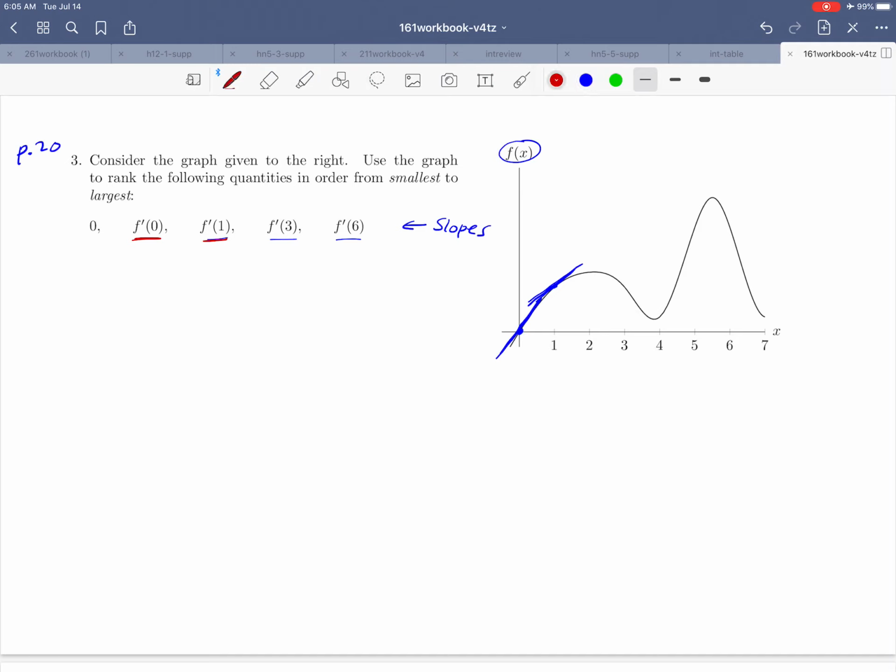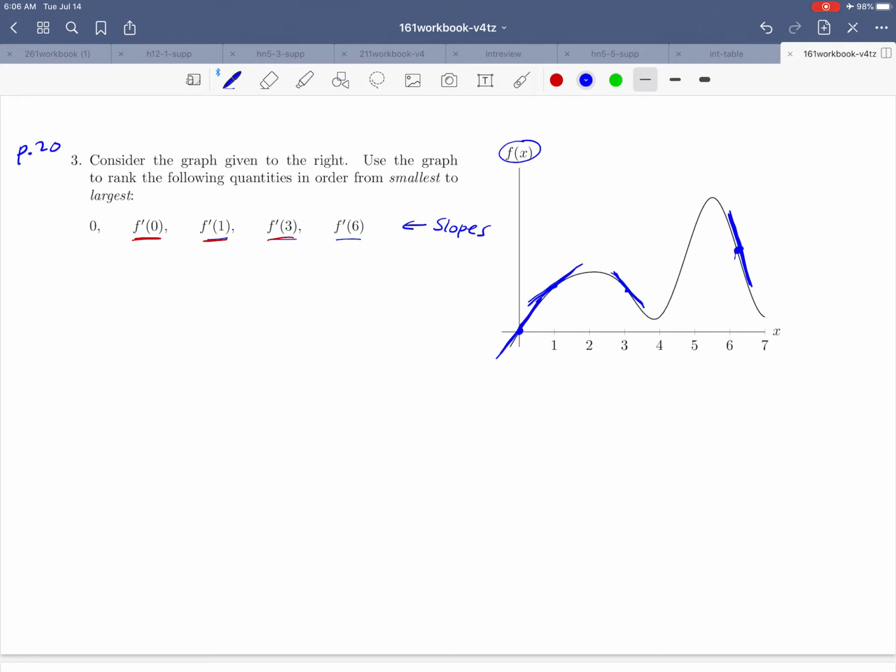Then moving on to 3 and 6, we'll draw tangent lines there. The tangent line at 3 appears to have a negative slope. And then at 6, that's about here, so my best attempt at a tangent line would look like that. Even though we can't calculate those slopes exactly, because we don't have a formula, we can compare the slopes graphically.